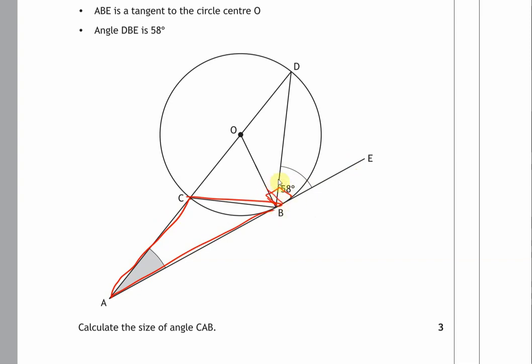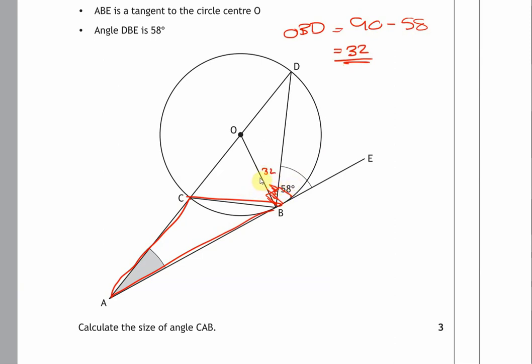So we know that this angle would be 90 minus 58. So OBD is equal to 90 minus 58. So 90 minus the 58 would be 32. So that means that in here, this angle is 32.